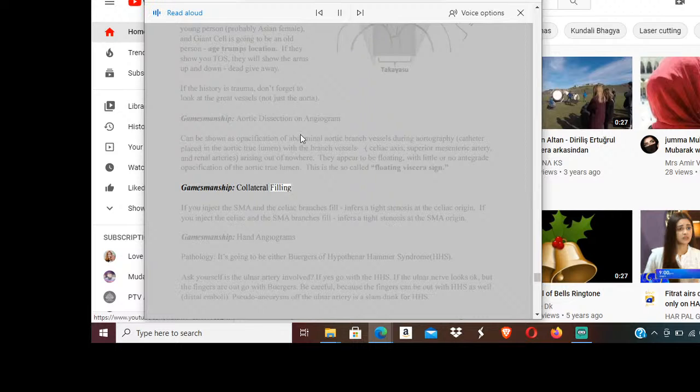Gamesmanship: collateral filling. If you inject the SMA and the celiac branches fill, it infers a tight stenosis at the celiac origin. If you inject the celiac and the SMA branches fill, it infers a tight stenosis at the SMA origin.